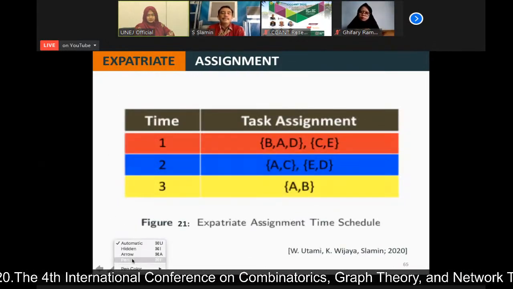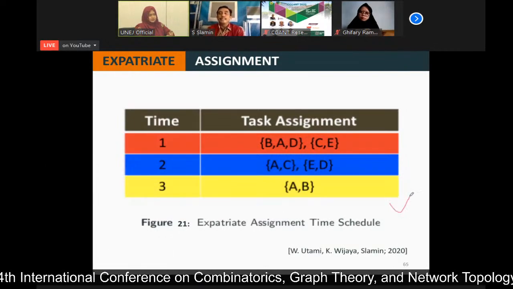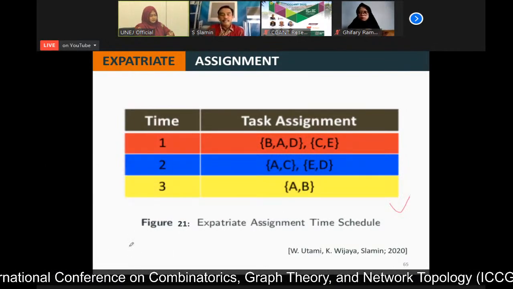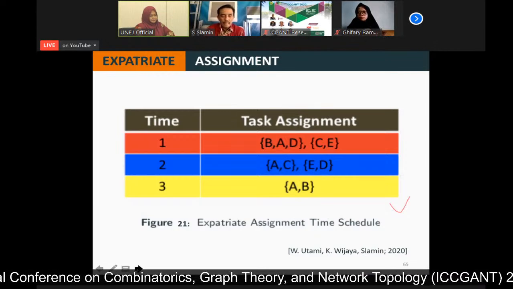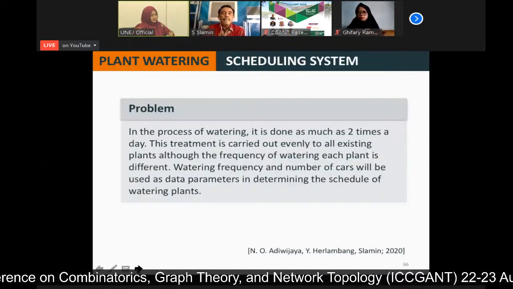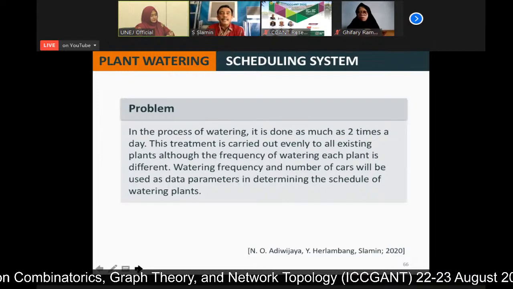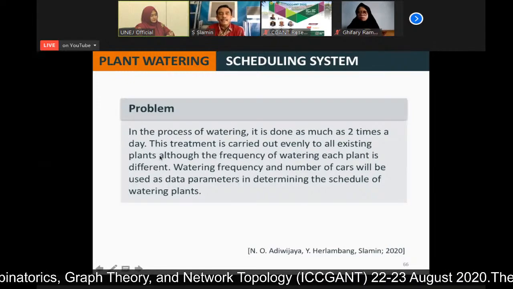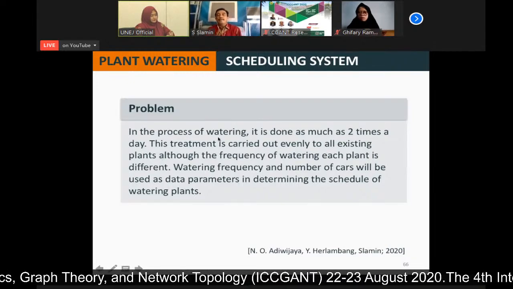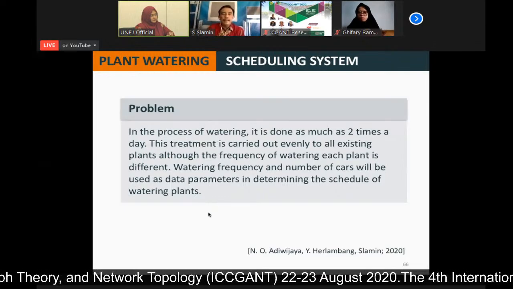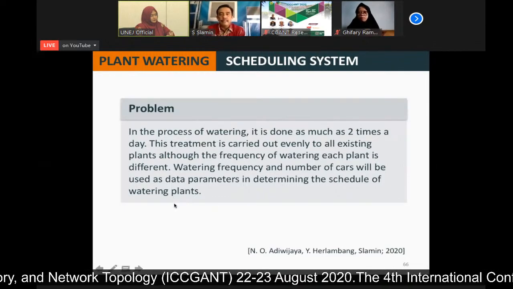Yeah, you can see here the schedule. So I think it's easier for us to make a scheduled system. Okay. The last thing that we did is a watering plan in the field.